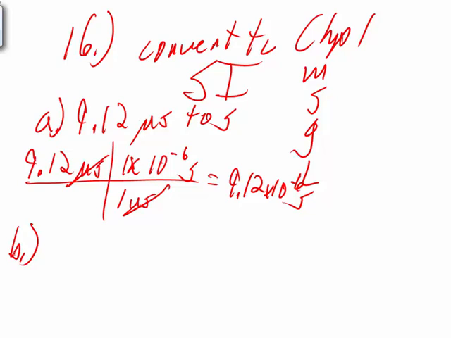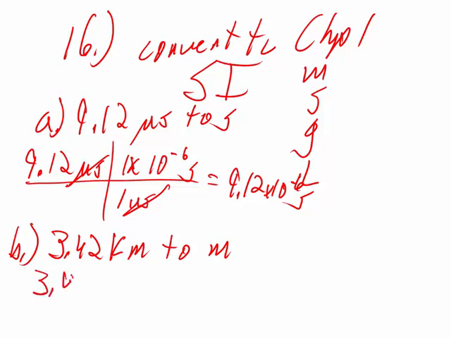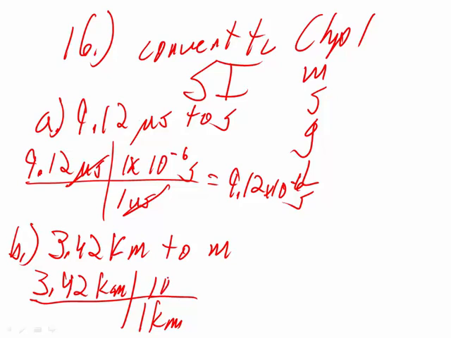We've got to convert 3.42 kilometers, excuse me, we've got to convert it to what? Meters, right? All right, so let's do our dimensional analysis, 3.42 kilometers. And we know that 1 kilometer is what? 1,000 meters, isn't it?